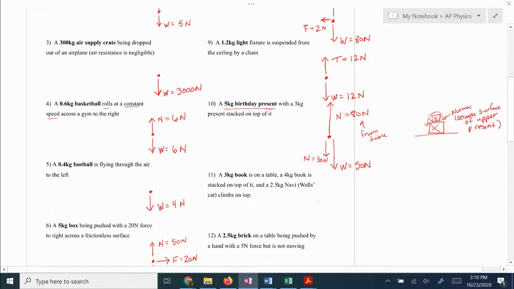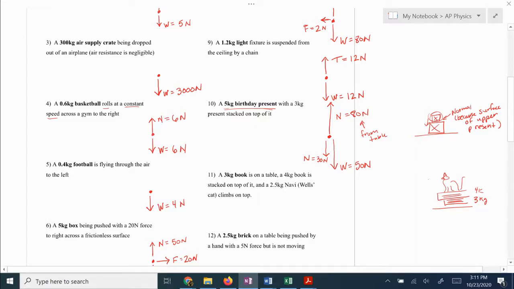Okay, we have a 3 kilogram book on a table and a 4 kilogram book is stacked on top of it, and a 2.5 kilogram Navi climbs on top of that. So we kind of got this book, which is 3 kilograms. Then we have another book, 4 kilograms, and then we have a kitty cat. Oh, I was doing so well up until the ears. Okay, I don't know. There you go. That's all you get.